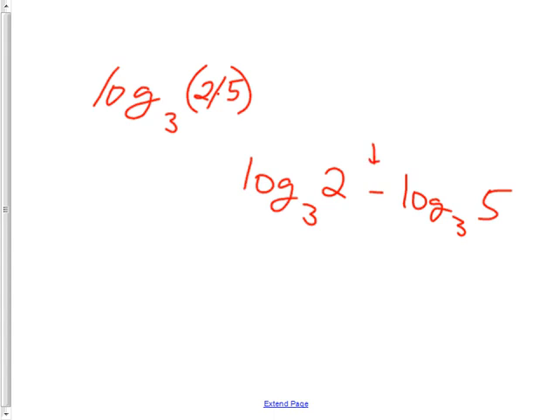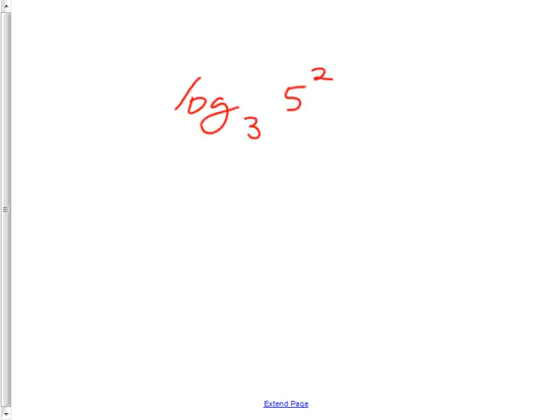It's kind of like you're distributing this log to both parts. It's not distributing, but it's kind of like that. And then the problem is that it's not a divide. You'd expect this to be divided by, but it's not. It's a subtract.